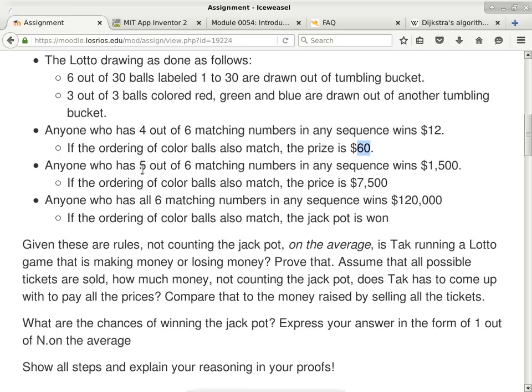And then the second one is 5 out of 6. If someone has 5 out of the 6 winning numbers, those people will win $1,500. If on top of the 5 out of 6 matching numbers, all the colors are also matching in the same sequence, then they will win $7,500. Anyone with all 6 matching numbers will win $120,000. If on top of that the colors are also matching in the right order, then the jackpot is won.